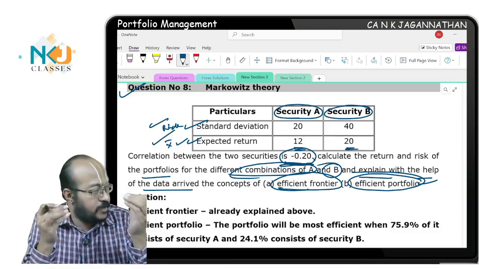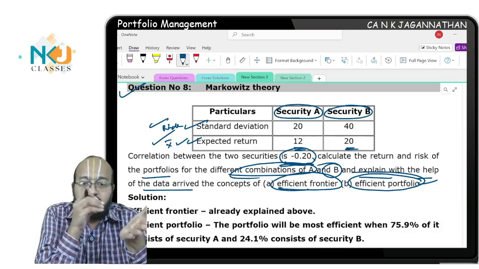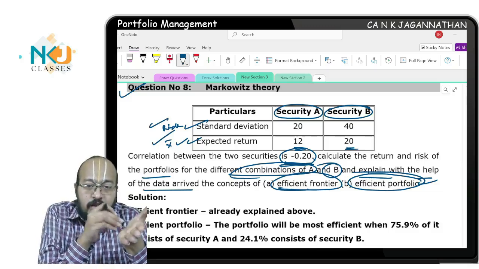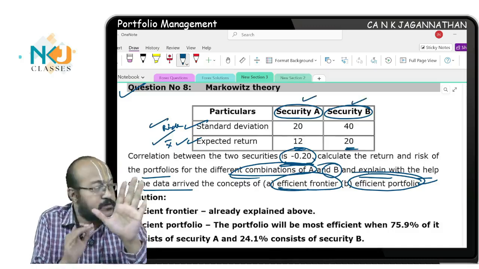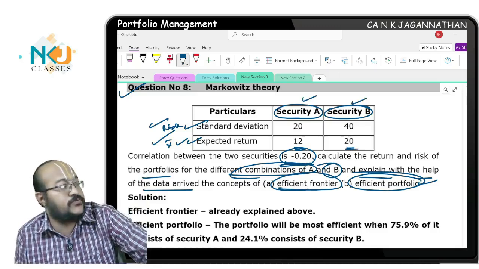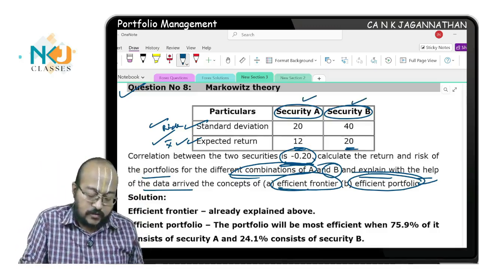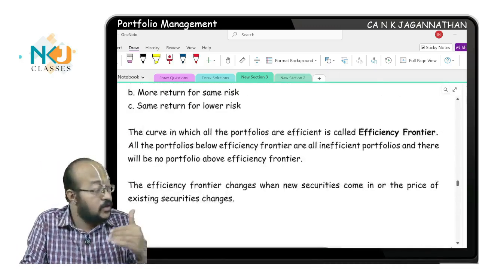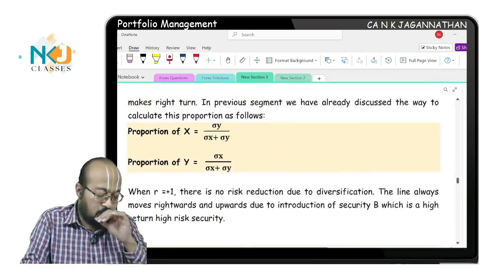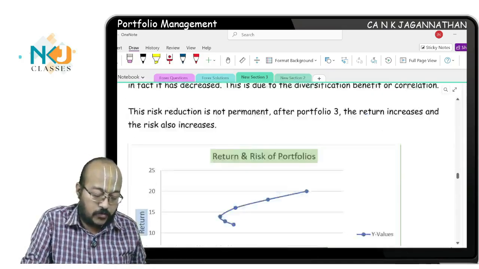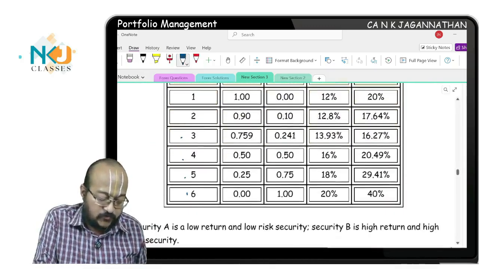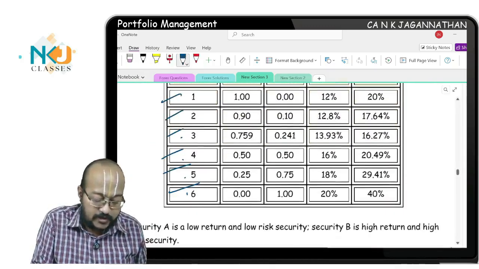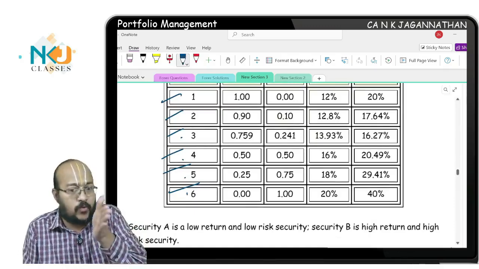I will invest in varying proportions in these two securities, and I will see what is the impact of this on the portfolio risk and return. Thereafter I will conclude the Markowitz portfolio theory, how to find the optimum portfolio. See what happens here. I am constructing 6 different portfolios, 1, 2, 3, 4, 5 and 6. But what is the catch now?